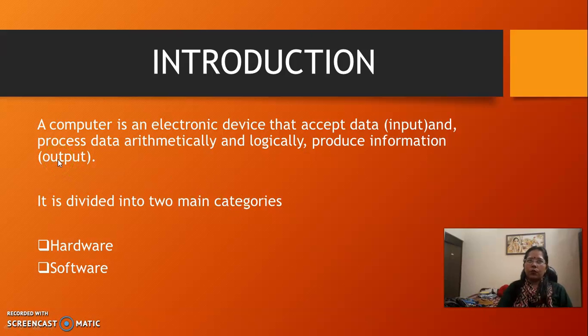Firstly, the word compute is derived from the Latin word computere, which means arithmetic accounting. So a computer is an electronic device that accepts data and processes data arithmetically and logically to produce information. A computer system consists of hardware and software.